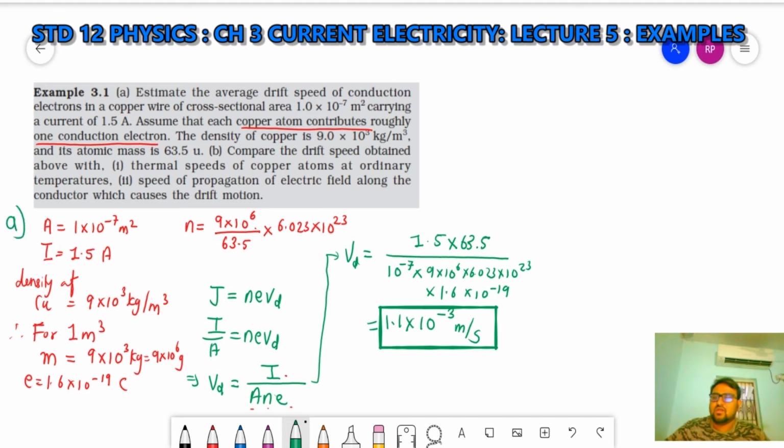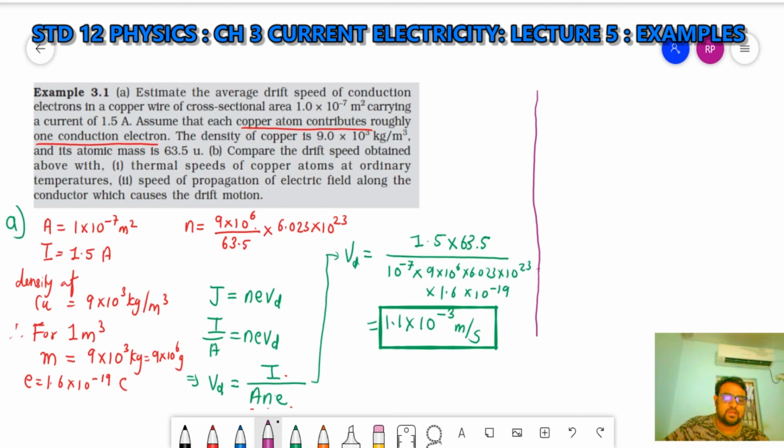Now let's see the second one. Compare the drift speed obtained above with, first, the thermal speed of the copper atom at ordinary temperature, and second, the speed of propagation of electric field. So now let's solve the B one.